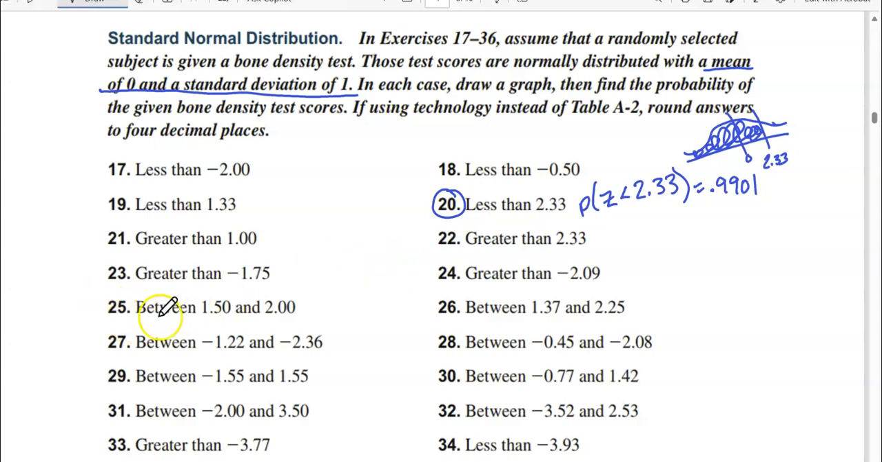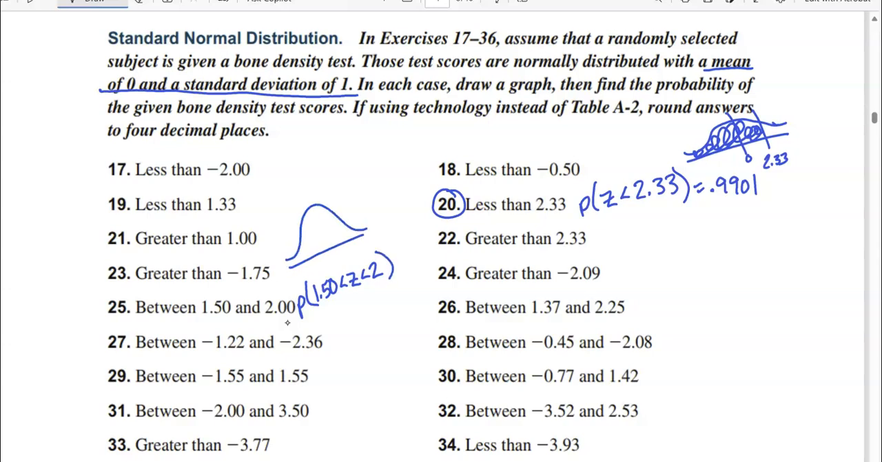Let's say we want to find the probability we're between 1.5 and 2.0. So if I were to write that as a sentence, it would look like this: 1.50 is less than Z is less than 2.